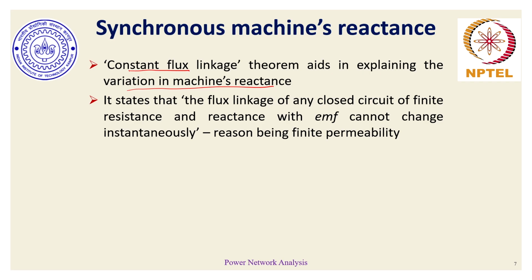So, what it states is that in an inductive circuit, the flux linkage along any closed circuit with finite resistance and reactance cannot change instantaneously if there is an EMF source present. If there is no active source in the corresponding closed circuit, there is no question of flux linkage appearing at all. But if the circuit has an EMF, the flux linkage in a closed circuit of finite resistance and reactance cannot change instantaneously. The reason being, the corresponding reactance or the inductive effect will always have a finite permeability, and permeability resists the change in corresponding magnetic flux linkage, which also appears because of the variation in the corresponding synchronous machine parameter.